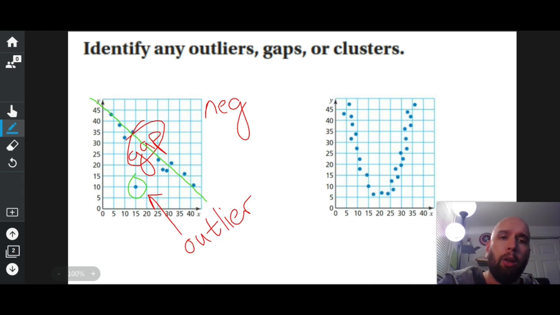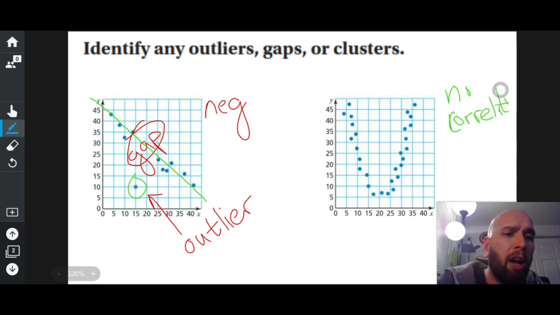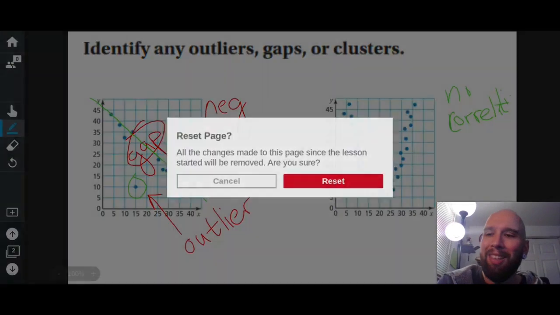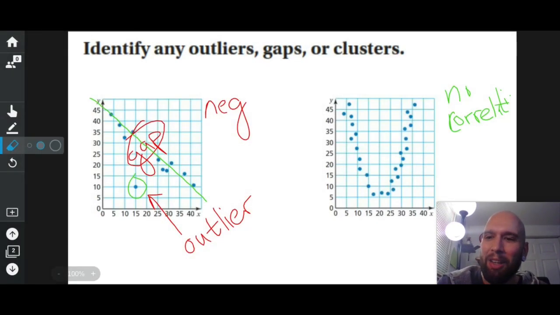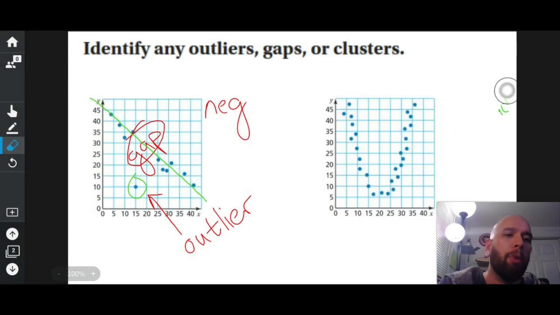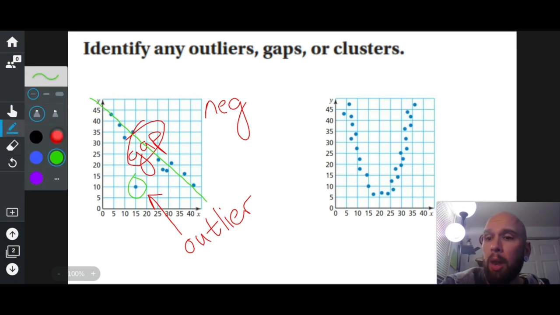The problem on the right, on the other hand, is a no correlation. And the reason why it's a no correlation is because it goes down, and I don't have any room. I'm just going to erase and say no correlation. Again, the reason why is it's going down and up. It's negative and positive, which is impossible. So it's nonlinear, unlike the first one, which was linear. It's nonlinear. And there's no correlation.